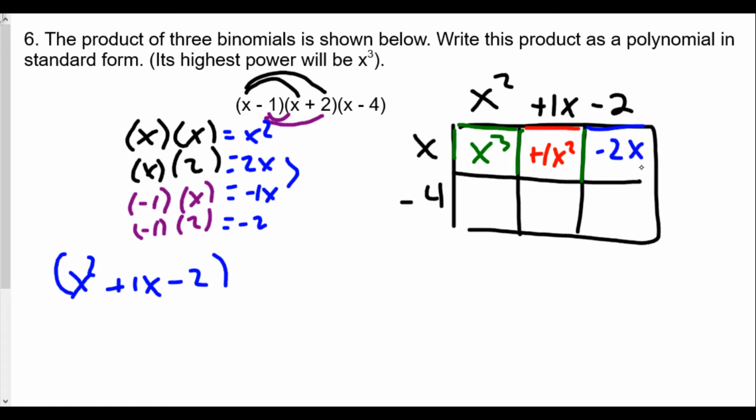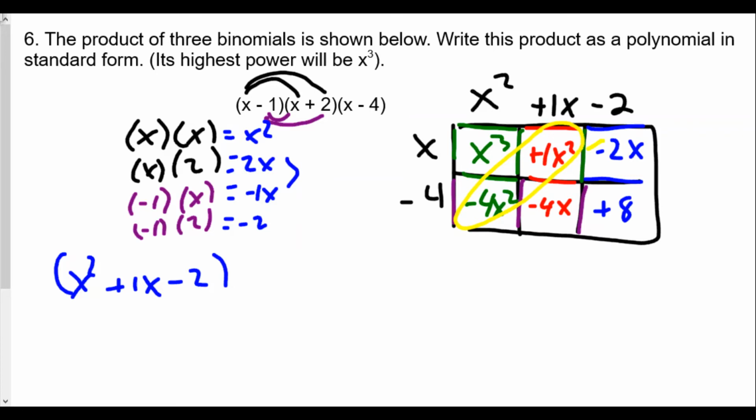Now we're going to multiply negative 4 times x squared. We're going to have negative 4x squared. We're going to multiply negative 4 times 1x, and we'll get negative 4x. And then we'll multiply negative 4 times negative 2, and we'll get positive 8. Okay, so here we'll see that the like terms are going to be diagonal to each other, so not always, but it works out this way.